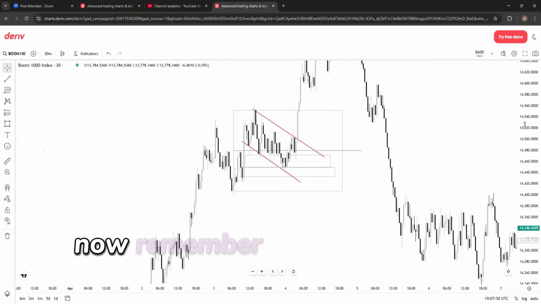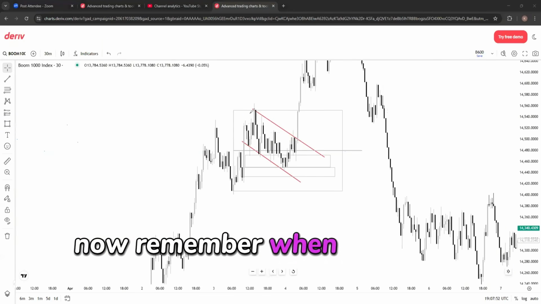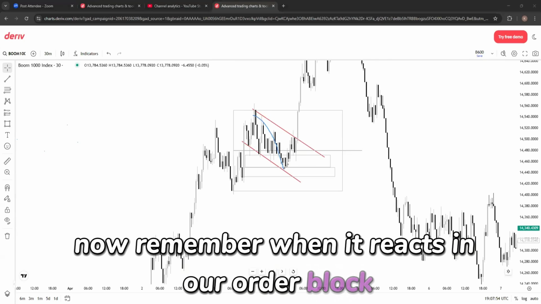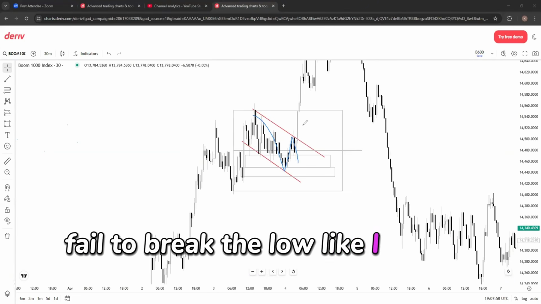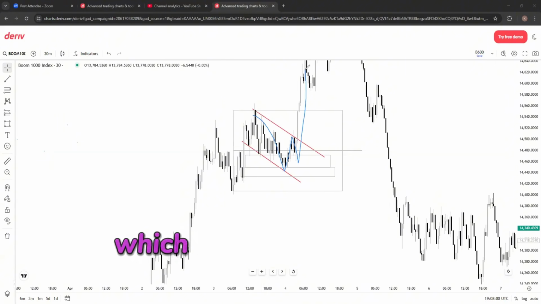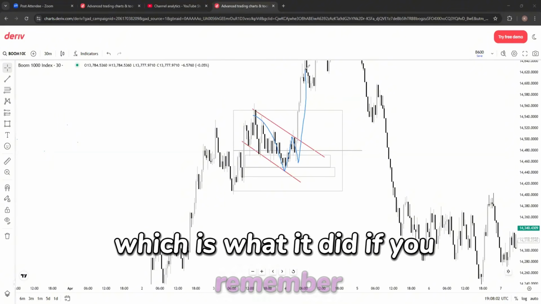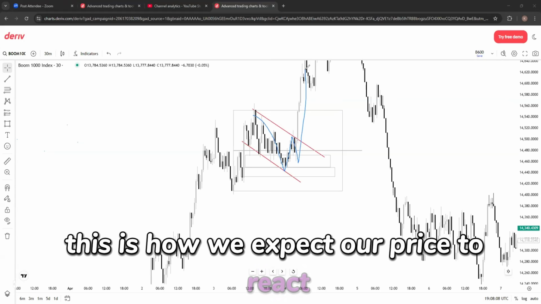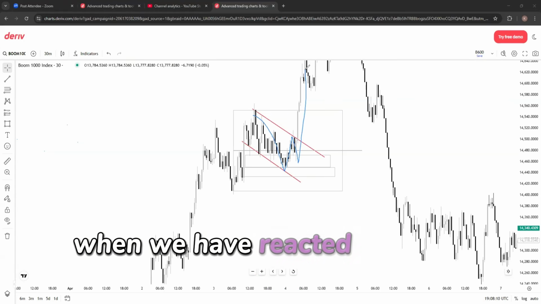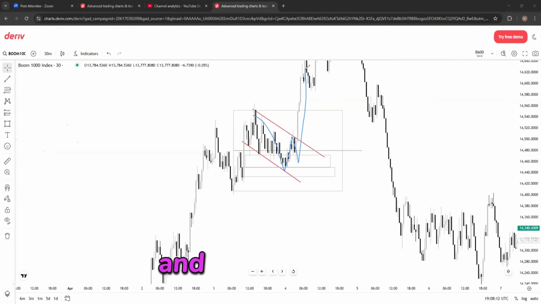Now remember, when it reacts in our order block, we are expecting price to come up, fail to break the low, like I said, and then continue, which is what it did. If you remember, this is what I said when we just started the session. This is how we expect our price to react when we have reacted using our flag, and then it goes up.